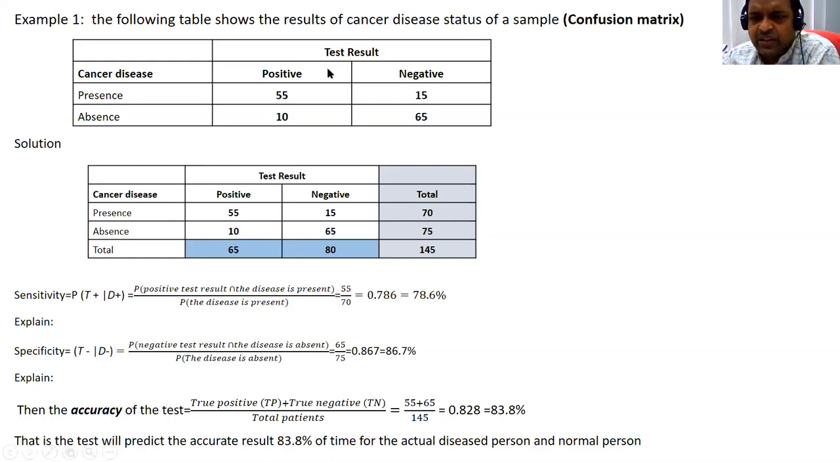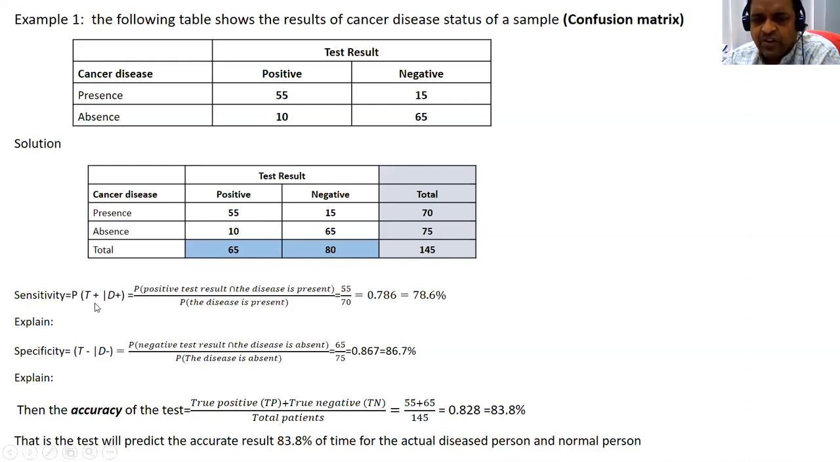So before that we need to sum up how many patients have the disease. If you sum up 55 plus 15, that is 70, and how many do not have the disease, 75. Similarly, positive test results are 65 patients and negative test results are 80. So the total, if you do the total, will be 145.